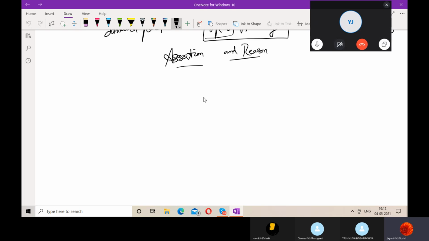Assertion and reason. See, what do you mean by assertion? Assertion is nothing but a statement that says you believe something to be true. You are giving some statement because you are believing something is true, correct? Yes, sir. A positive statement. See, if you believe something, then only you will say positive, correct?